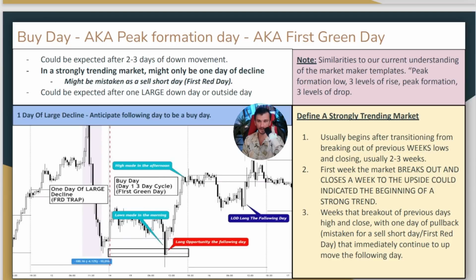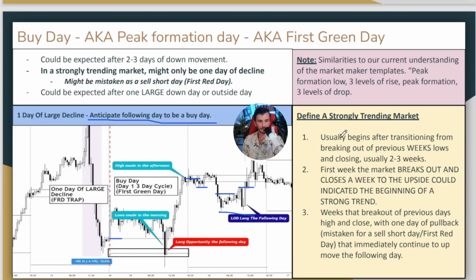Whenever it consolidates in a certain manner, we're not going to talk about that too much. Let's just talk about the fact that after one large day of decline, you might be able to anticipate a buy day the following day. Does that mean just buy the market? Absolutely not. But what it does mean is you can look for a buy low opportunity the next day if it were to present. And once you have a buy day confirmation, now you have your first green day style of trading opportunity. And again, you can just look for low of day opportunities, consolidations, higher highs, breakouts and things like that. So let's define what is a strongly trending market.